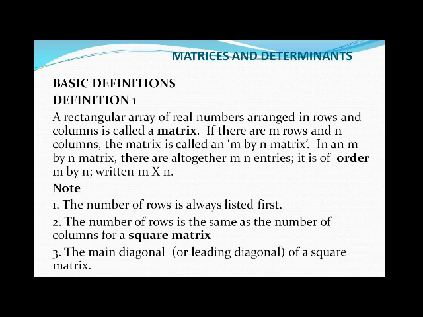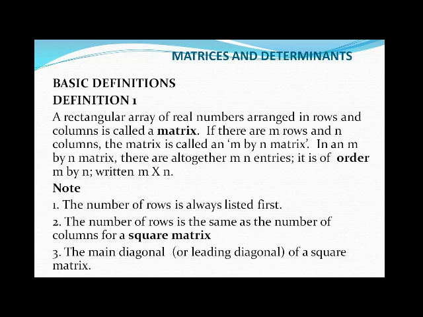In an m by n matrix, there are altogether mn entries. It is of order m by n, written m multiplied by n. Note: 1. The number of rows is always listed first. 2. The number of rows is the same as the number of columns for a square matrix.